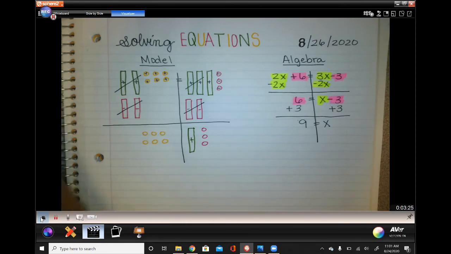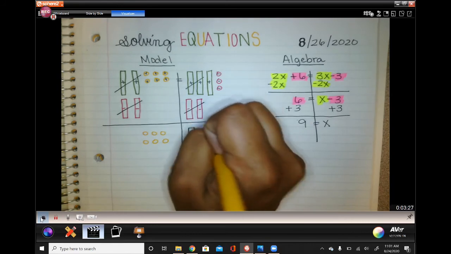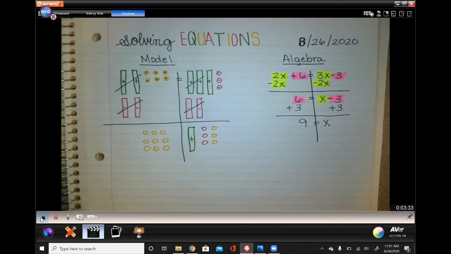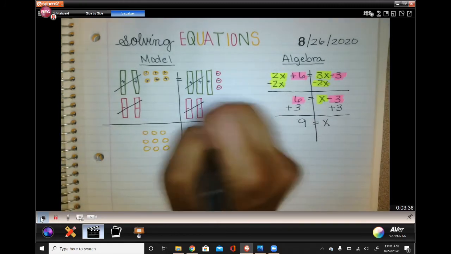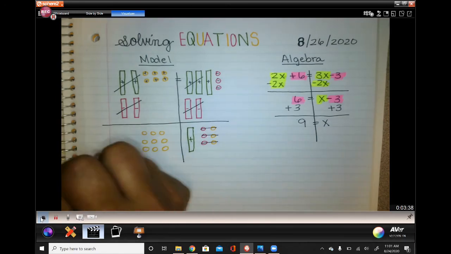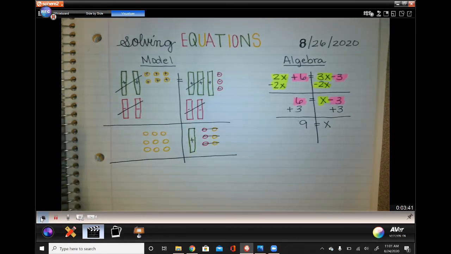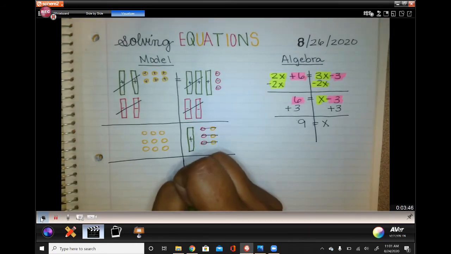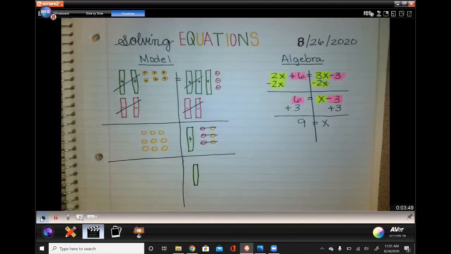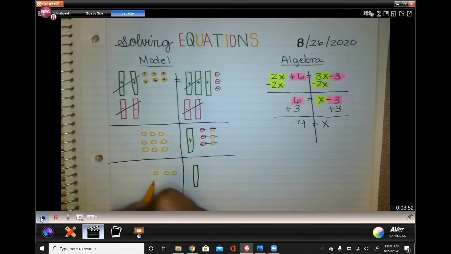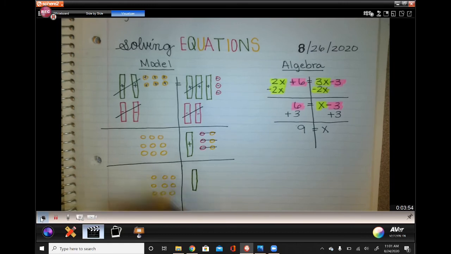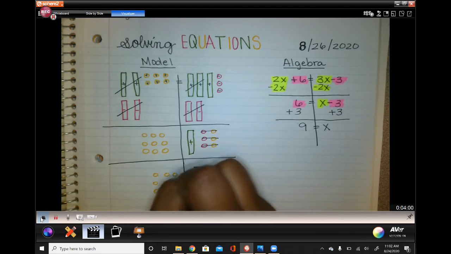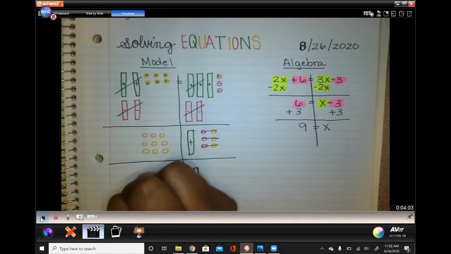What does that look like with my tiles? Well, add in 3 positives. What I do to one side, I do to the other side. I cross out my 0 pairs, and I draw a new line. What I have now is I have 1x is equal to 9 positives. Okay, so 1 positive x is equal to 9 positives.